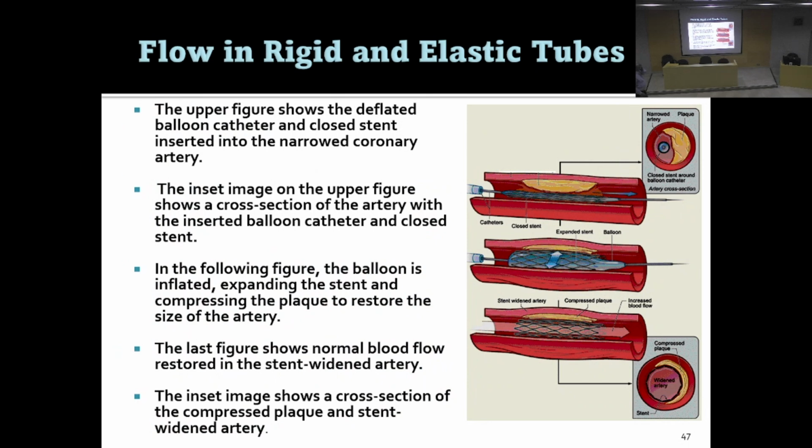Okay. Flow in rigid and elastic tubes. Really, the title is not quite what we say here. This explains stenosis. Remember, we talked about aneurysm, isn't it? We say aneurysm is a widening of the vessel itself.